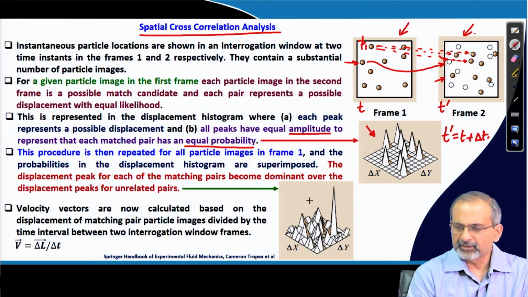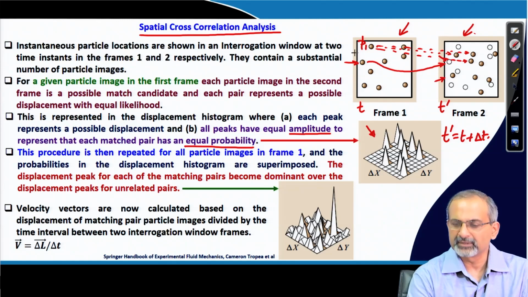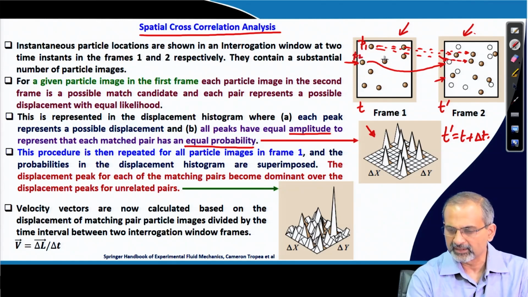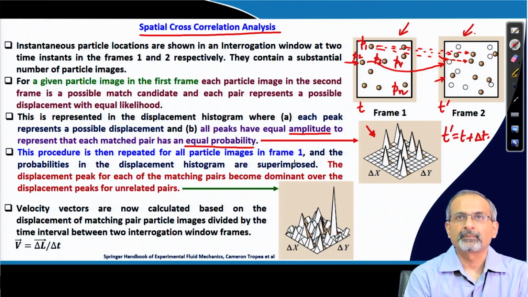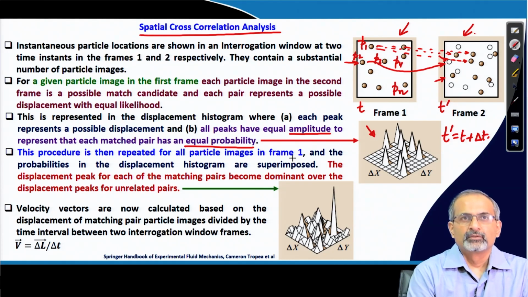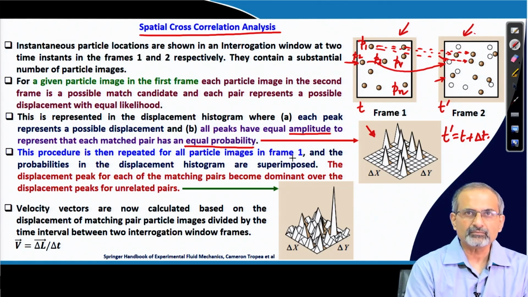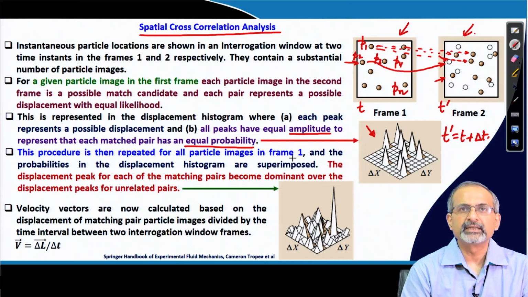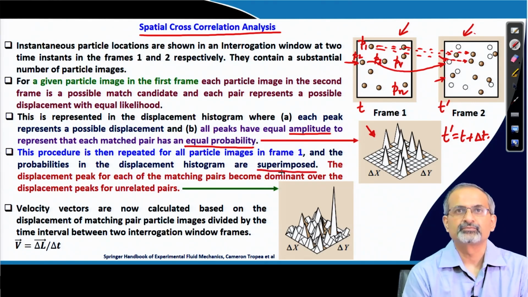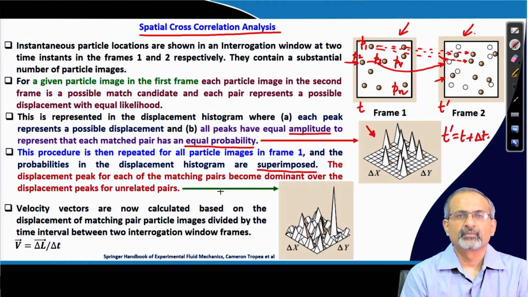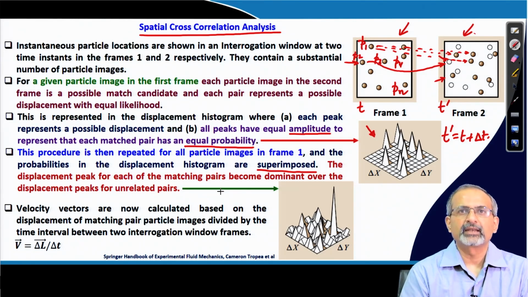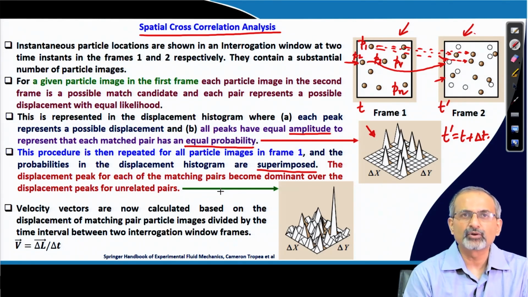Now, this procedure, like we did for the particle P1, can be repeated for all the remaining particles, let us say P2, P3, P4, and up to Pn. So, once this procedure is repeated for all the particle images, the probabilities in the displacement histogram are superimposed with all those possibilities being calculated. The displacement peak for each of the matching pairs becomes dominant over the displacement peaks for unrelated pairs.